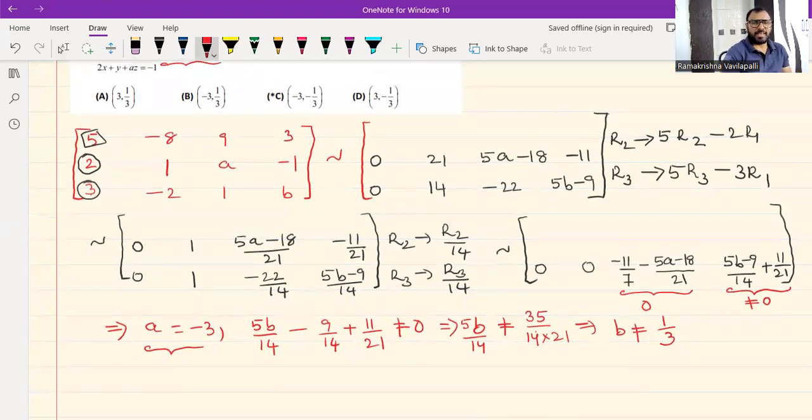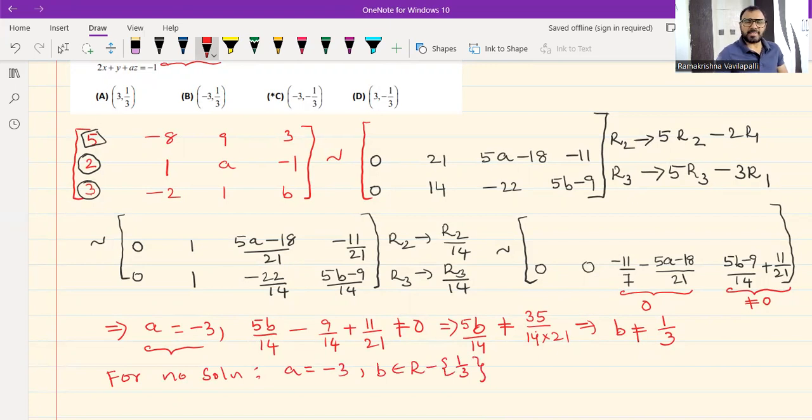So here I am writing 1. This is for no solution. So for no solution, a must be equal to minus 3. Okay. And b belongs to R minus set of 1 by 3. Means whatever you take the value for b except 1 by 3. And a must be equal to minus 3.